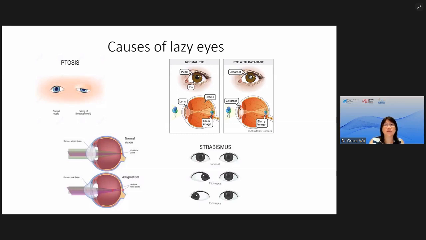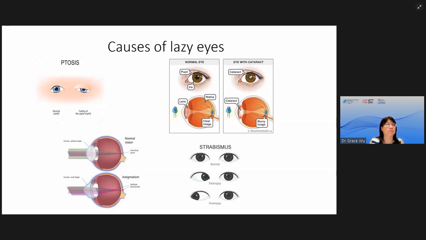So what causes lazy eye? Basically, anything that obstructs the visual axis or the pupils, or prevents a sharp image from forming on the retina, will cause lazy eye. The brain will simply give up. This is natural, isn't it? The brain will always try to use the better eye, take the easy way out.